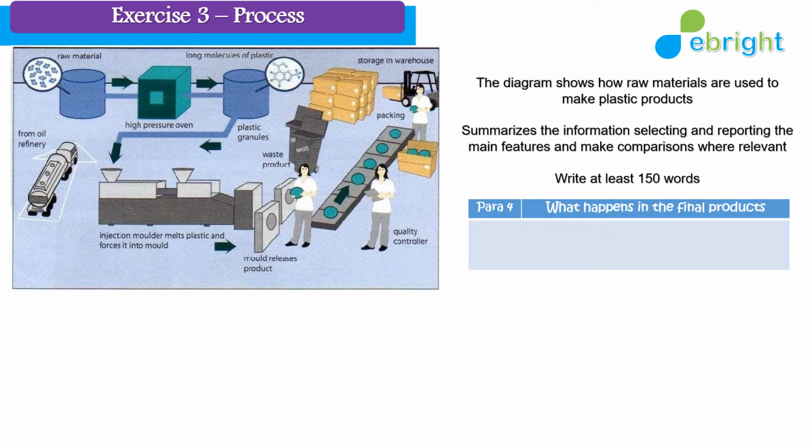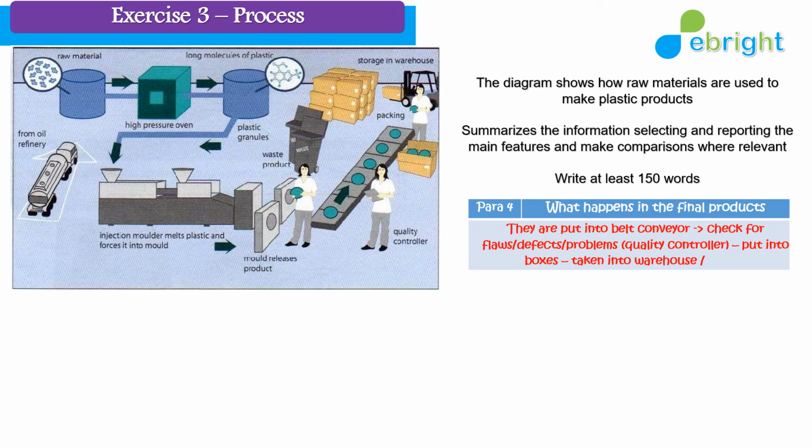And finally, we've come to paragraph 4, what happens in the final products. Let me remind you once more about the keywords we need. They are put into belt conveyor and then check for flaws, defects or problems, quality controller, and then put into boxes, taken into warehouse, stored. As I mentioned previously, you need to rephrase some words. For example, check for flaws over there, rephrasing from quality controller, and then put into boxes, rephrasing from packing, and taken into warehouse, stored, rephrasing from storage in warehouse. Now you may pause the video and we will get back to you in 5 minutes.